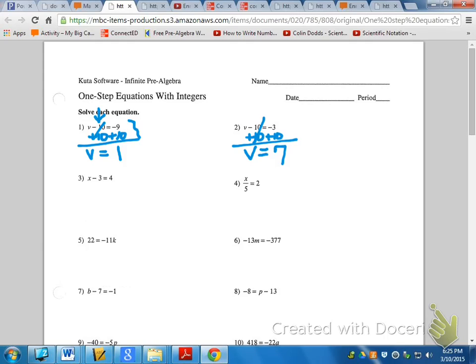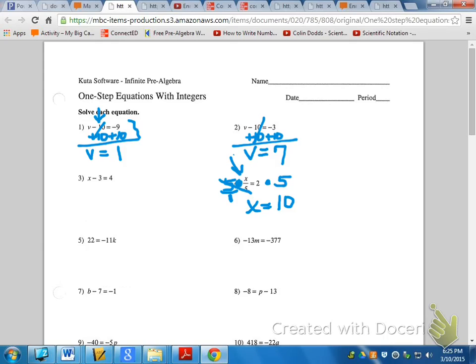All right, let's look at number 4. Number 4 is showing x divided by 5. That's what that fraction bar means. It means division. So you always undo these problems with the opposite operation. If I'm going to undo division, I'm going to multiply both sides by 5. This 5 being over 1, that's how it cancels out with the 5 in that denominator. And you would write x equals 2 times 5 is 10. So that's how we get x equals 10.